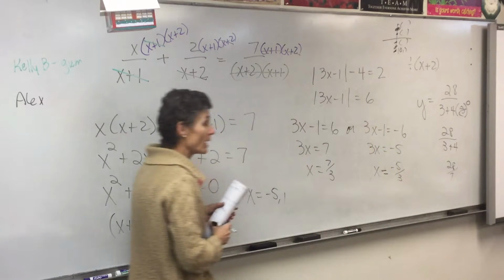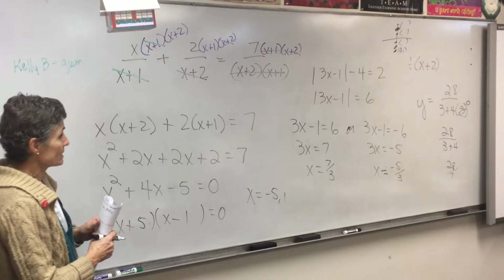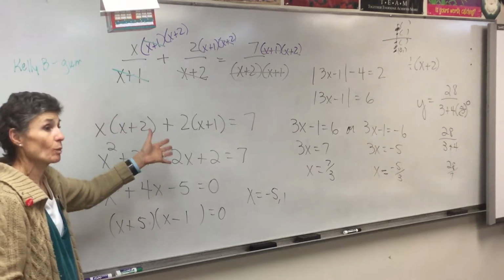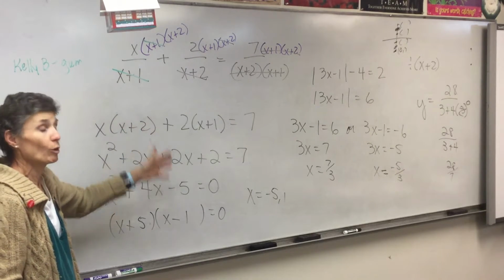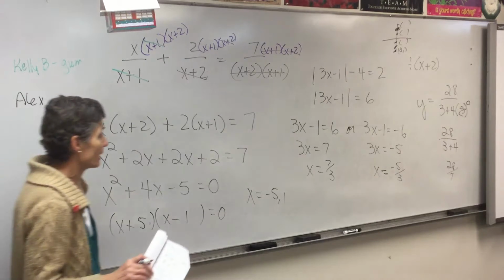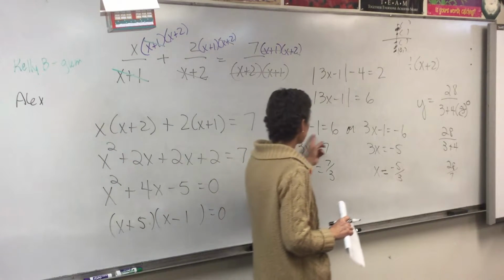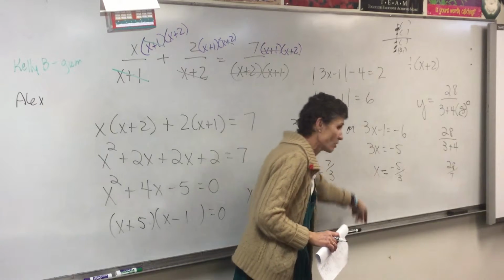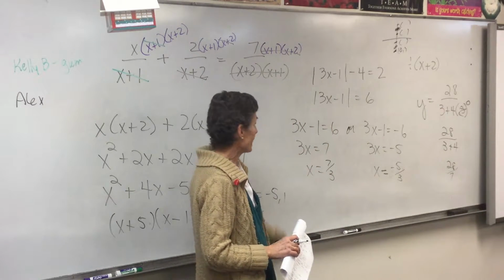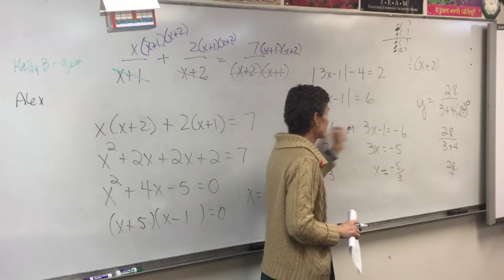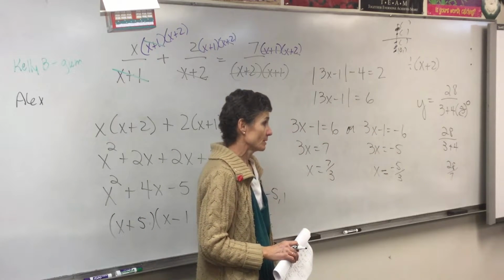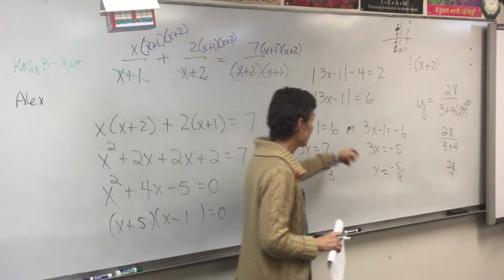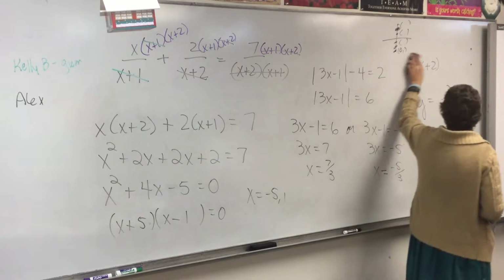That is not the way we approached the problems earlier in the year, but if this is what you remember, this is fine. This will work every single time. So we say 3x minus 1 equals 6, 3x minus 1 equals -6, and then solve. Just don't forget, your absolute value is going to have 2 answers. Not just one. You have to have both of those as your answers.